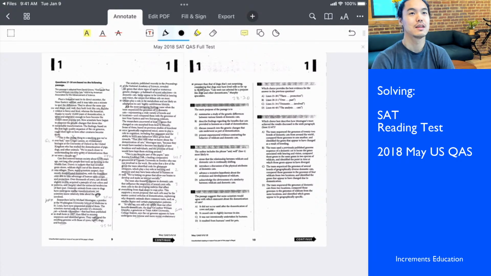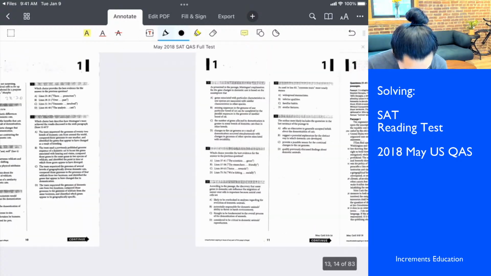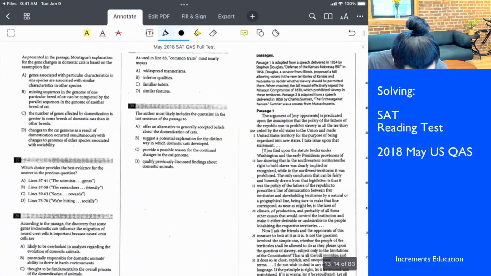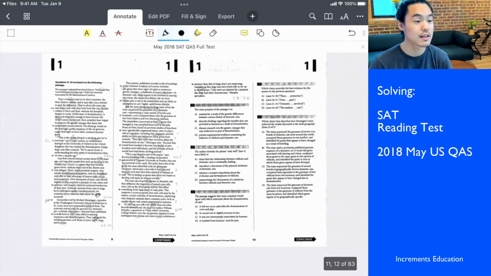Here we go. I want to get 10 out of 10 on this one. All right, so let's have a good map. Here's my map of the passage. I want you guys to compare how well you remember the passage with how I remember the passage. Here we go.